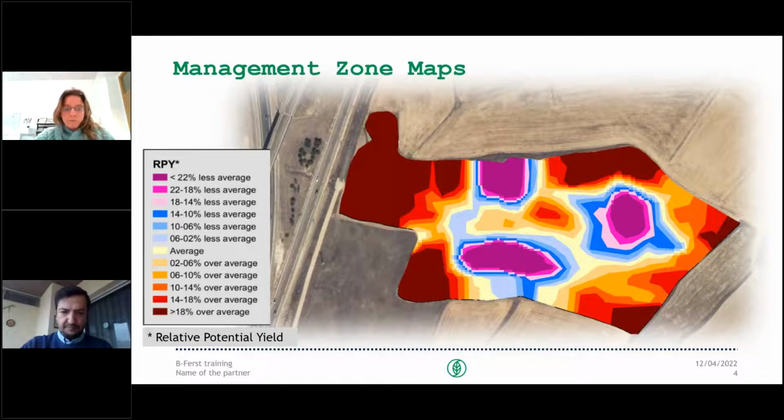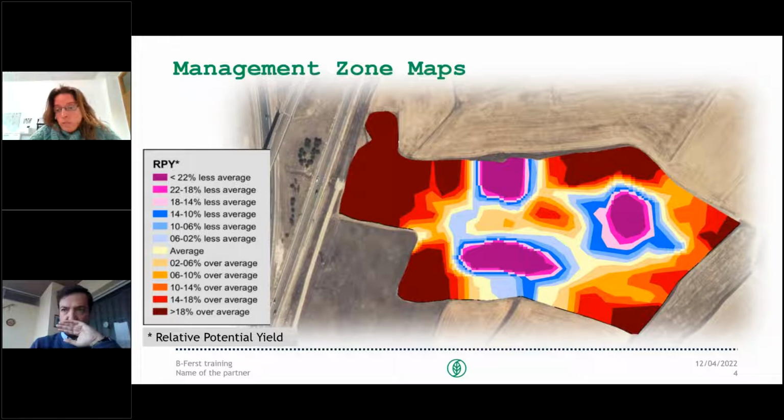This is a relative potential productive map. This is a management zone map. What we are seeing here is that the brown areas of the plot are over the average. They are producing 10% more than the average. The yellow parts are the parts of the plot that are producing the average, and the purple ones are the less productive areas.